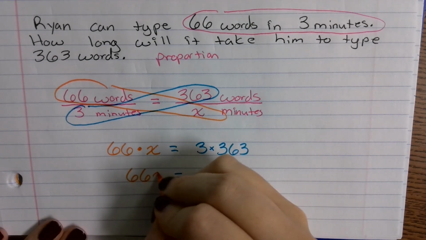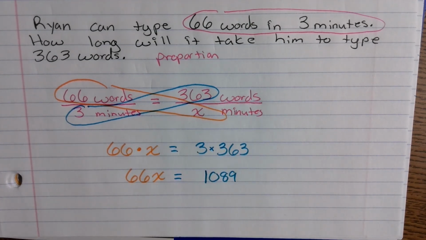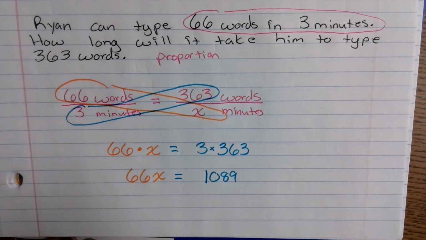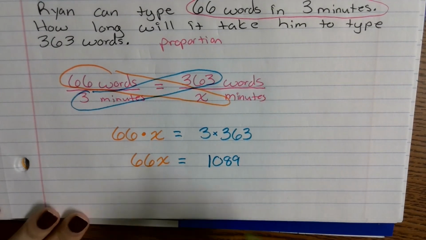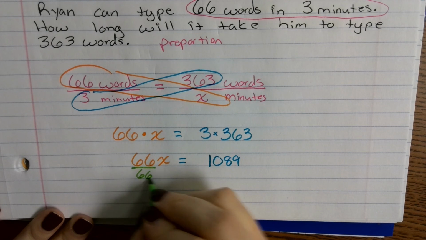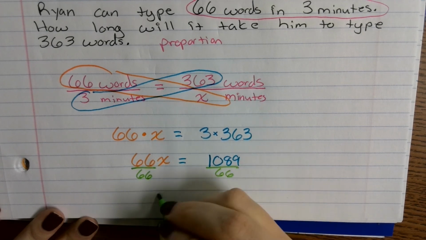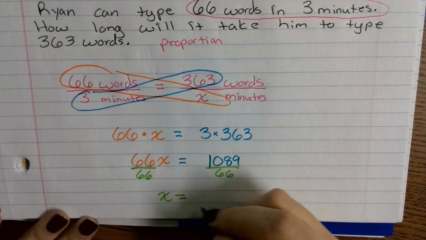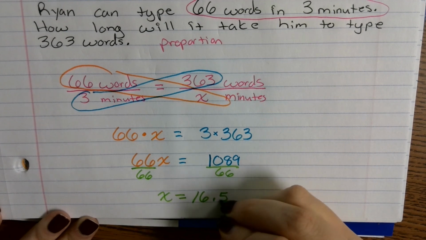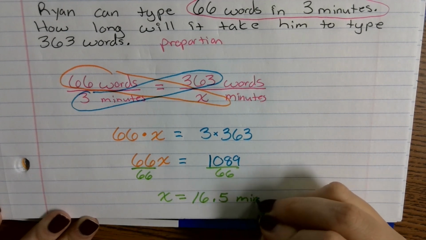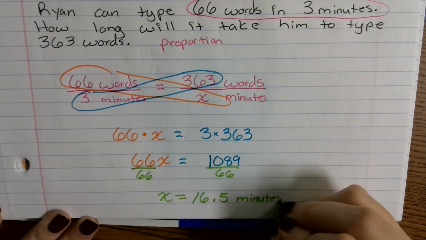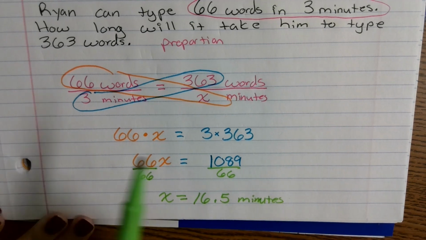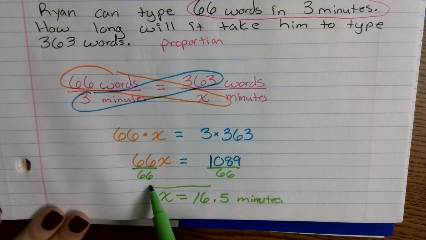66x. And now to solve it, in order to get x by itself, to find out how many minutes it's going to take, all I have to do is divide by 66. So I would get that x is going to equal 16.5 minutes. So it's going to take him 16.5 minutes to type 363 words.